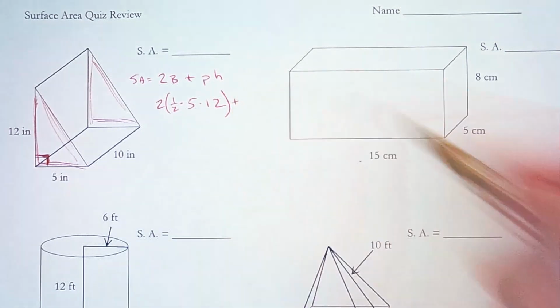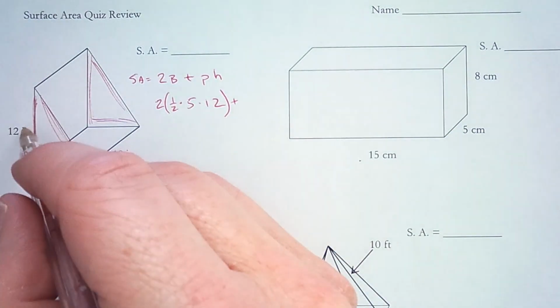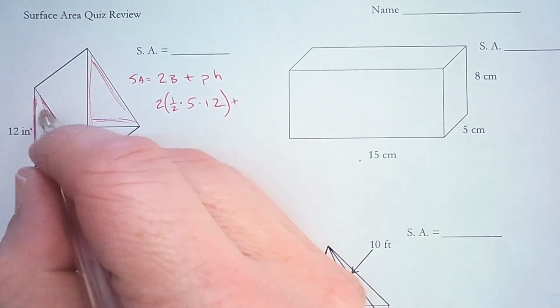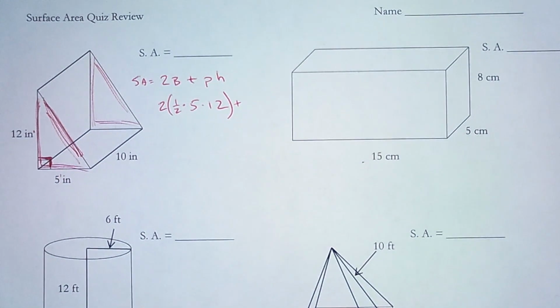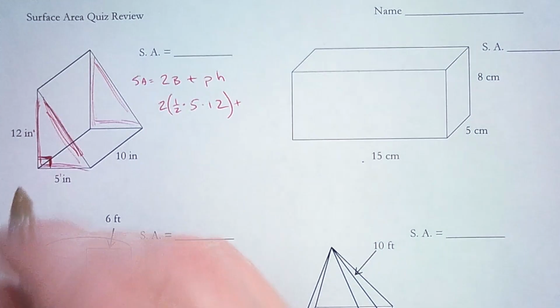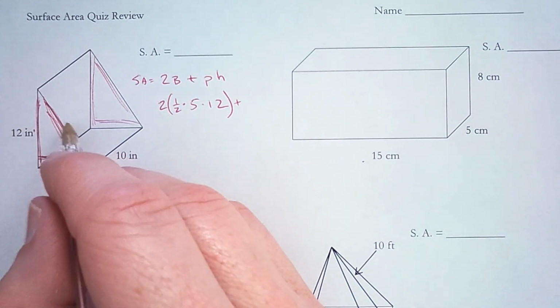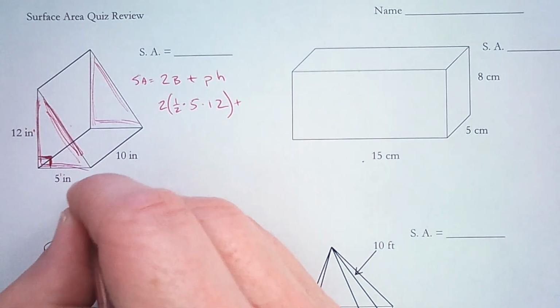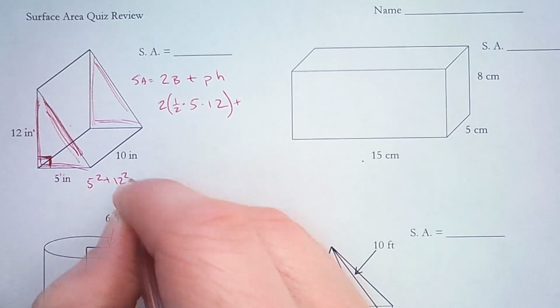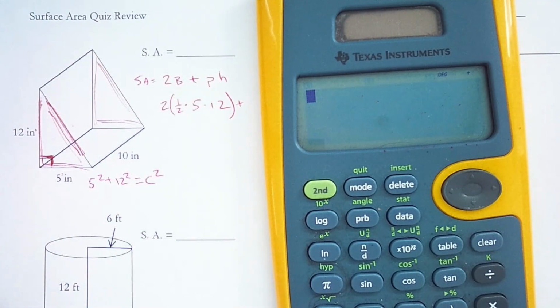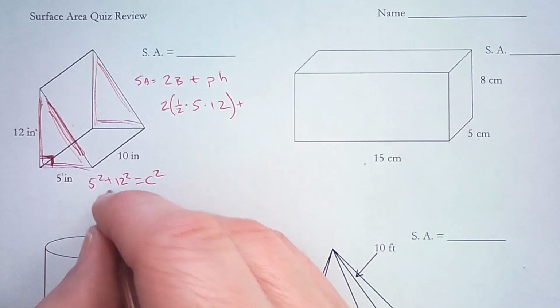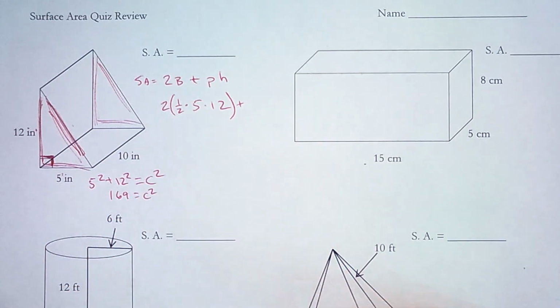Then we have perimeter times height. So perimeter is 12 plus 5 plus whatever this is right here. And to get that, we will use the Pythagorean Theorem. Leg squared plus leg squared equals hypotenuse squared. That's 5 squared plus 12 squared equals c squared. So 5 squared plus 12 squared is 169. So 169 equals c squared.